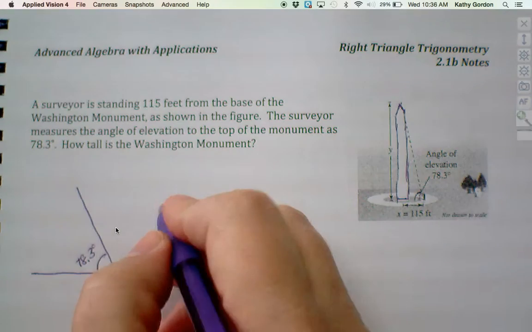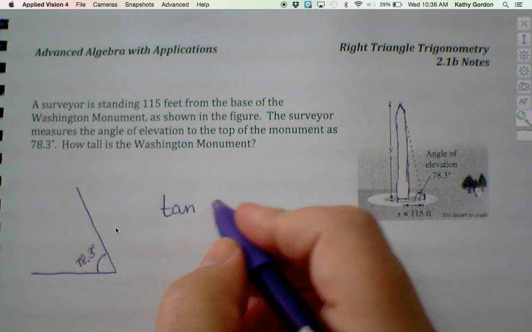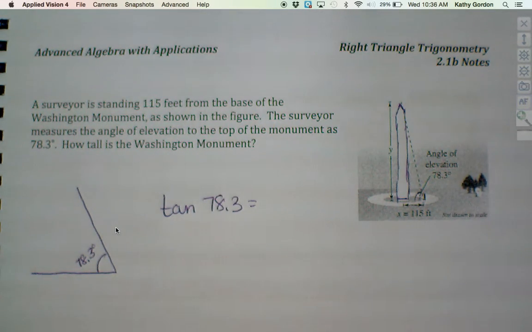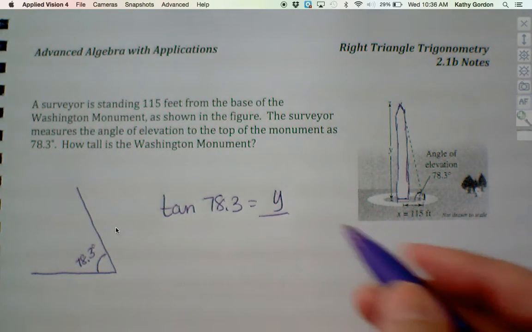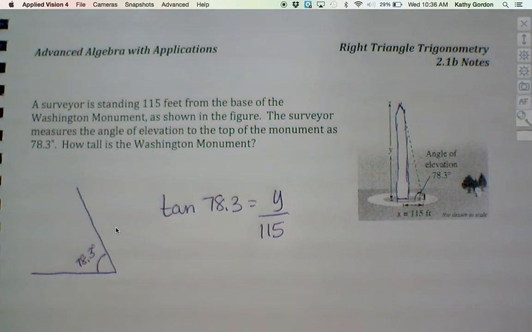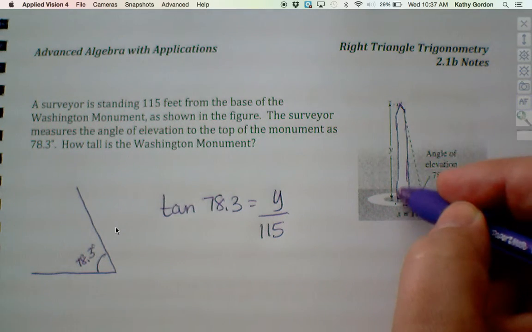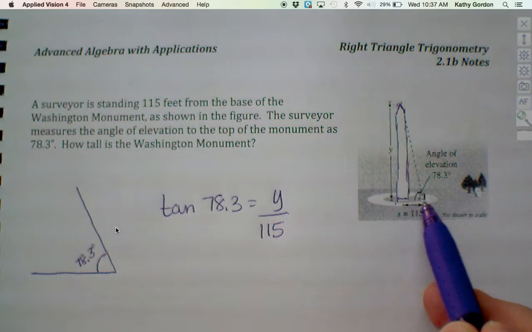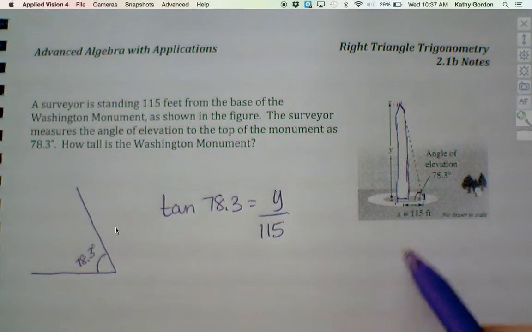So how would I write that? The tangent of what? Our angle, the 78.3, has to be equal to what? Y over the 115. So y is our opposite side. That's the one we're trying to find, which is the height of our monument. And 115 is our adjacent side, which is the distance that our surveyor is from the base.